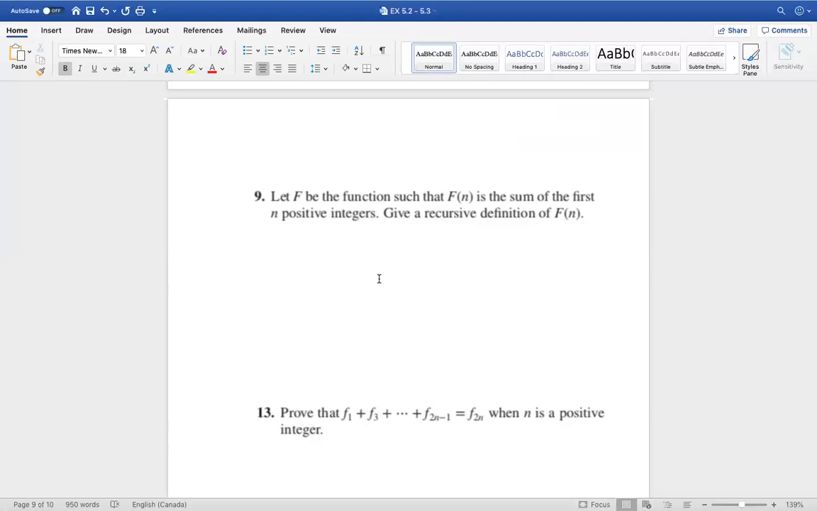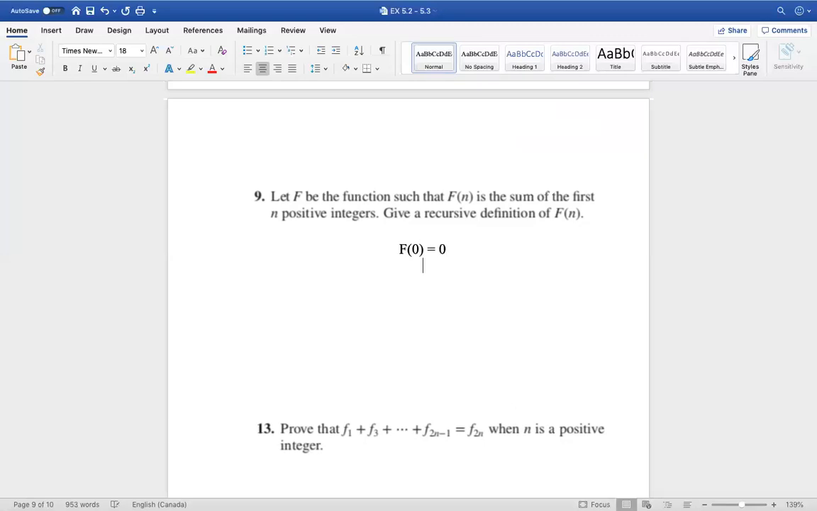So here, if I say f of 0, so 0 here, it will represent the sum of the first 0 positive numbers. So the sum of the first 0 positive numbers will of course be 0. So we know the definition of f of 0.